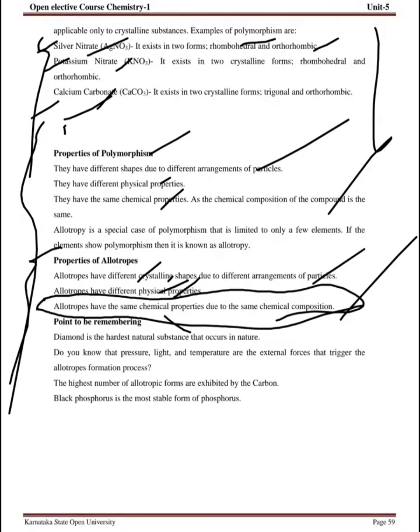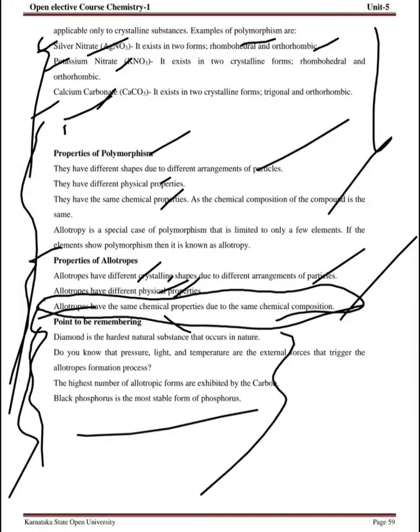So next are the points to be remembered. These are general topics. Diamond is the hardest natural substance that occurs in nature. Some of the points are there, you go through this in the SLM.